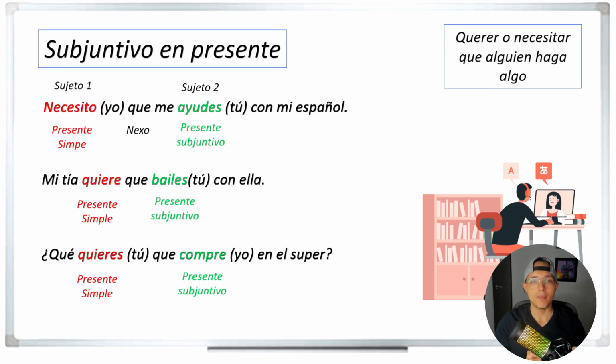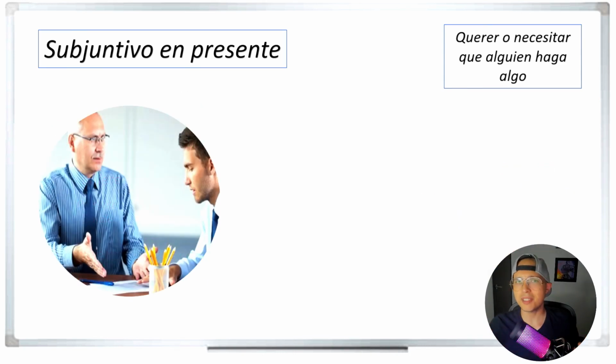So this is the way. We will always have someone who needs or wants something, and the person that we don't know if will do or assist the other person, okay? So we need the subject 1 and the subject 2. Okay, so now let's go with some examples.